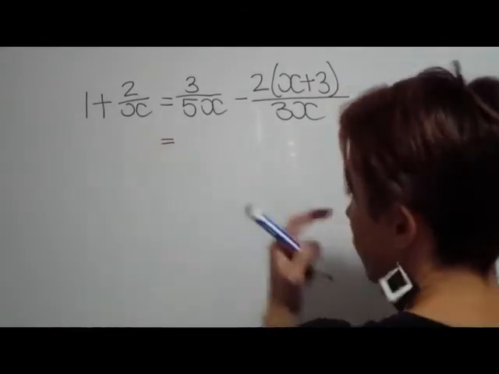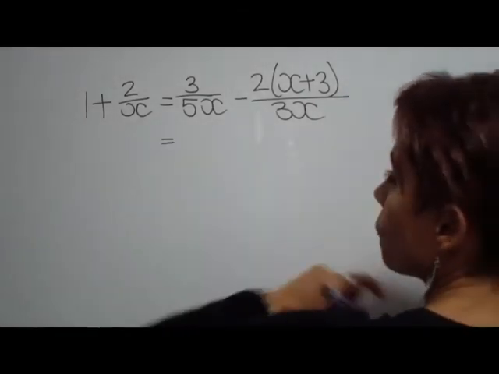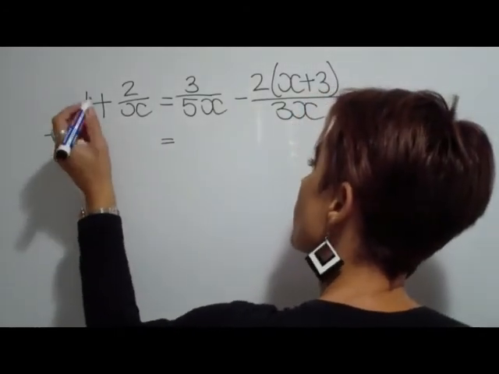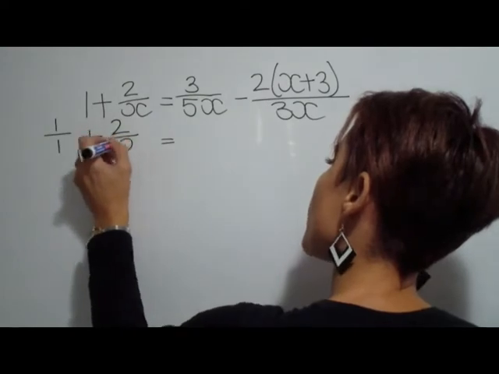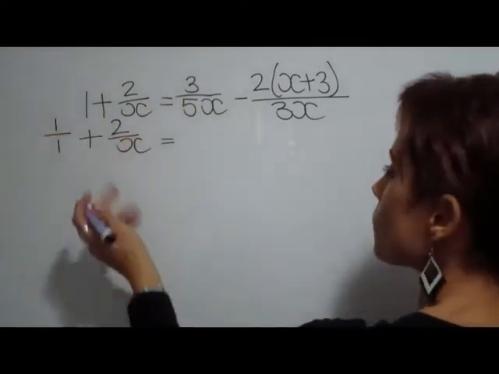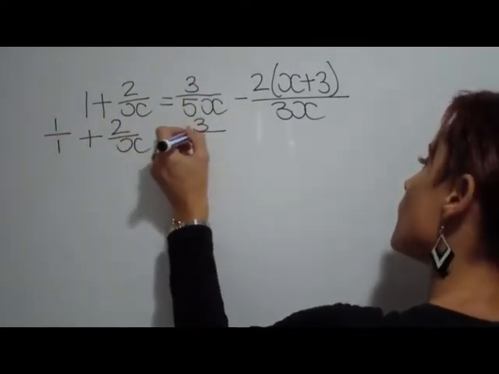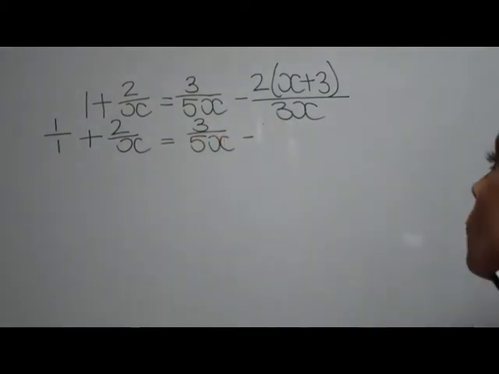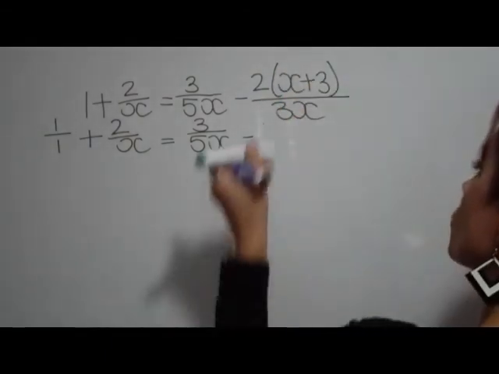Alright, so we're going to start and we're going to write them all in fraction form. 1 over 1 plus 2 over x. Ek skryf hulle almal as breuke, dis mos net 1 op 1. Dis 3 op 5x minus, okay, and look, when we see this in the beginning, we're going to times in, so ek gaan dit ook inmaal hierso.